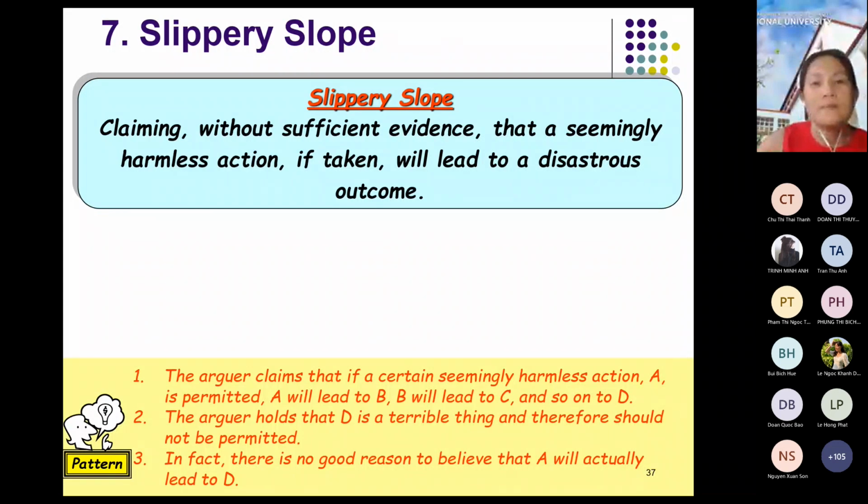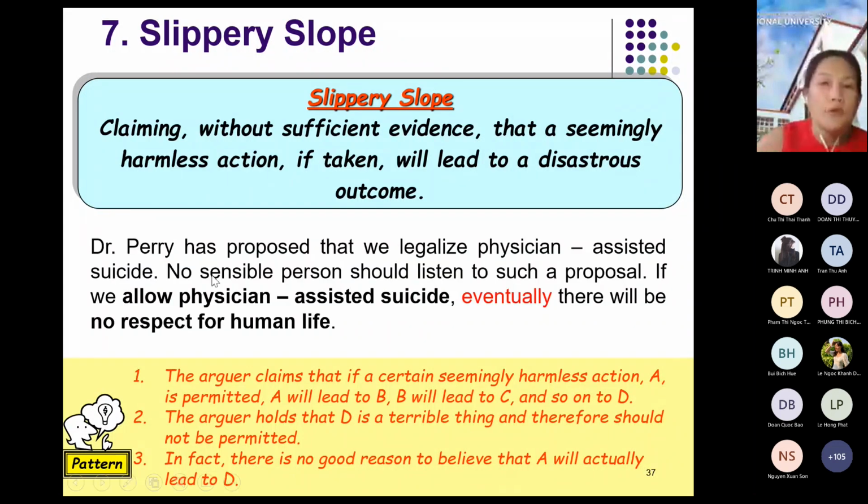Okay, so let's look at the example here. The person mentioned that Dr. Perry has proposed that we legalize physician-assisted suicide. Do you know what it means by physician-assisted suicide?